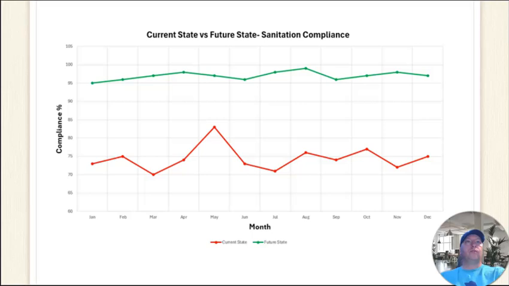Here we have the current state versus future state sanitation compliance. I developed this document to show the compliance percentage throughout 1 year. Currently, we're in the range of about 75% compliance rate. That would be the red line. I would like to see that rate go up to about 95 to 98%, which is the green line. By following all the examples in my presentation, it will help you increase that to the levels needed to maintain food safety and to protect your brand.